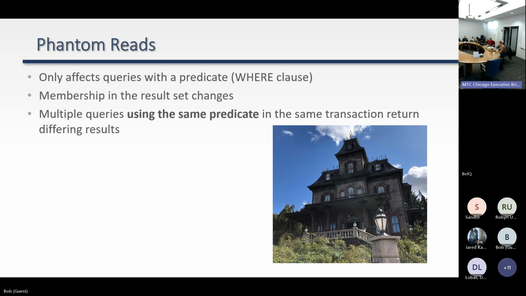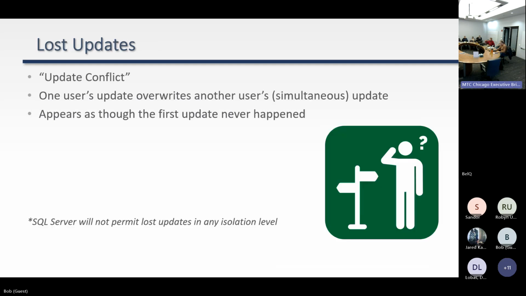And then finally, we have phantom reads. These only affect queries with a predicate, so with a where clause, and it's when membership in your result set will change when you have multiple queries using the same predicate in the same transaction, and those return differing results. That's called a phantom read. We're going to go through demos and see what this actually looks like. We're just talking through the basics right now.